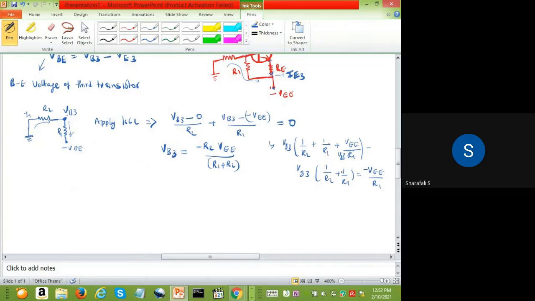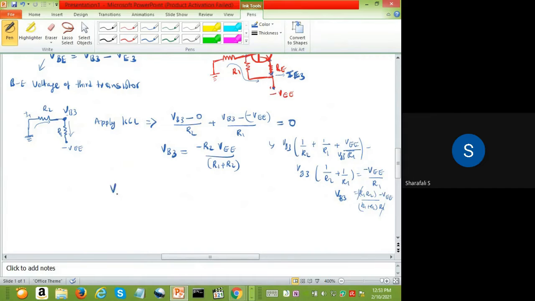Now you can simplify this. Just cross multiply and take the other side. You get like this. So this will come R1 R2 divided by R1 plus R2 times R1. From here one R1 will get cancelled. R2 by R1 plus R2. This is VB. So that is the expression for VB3.